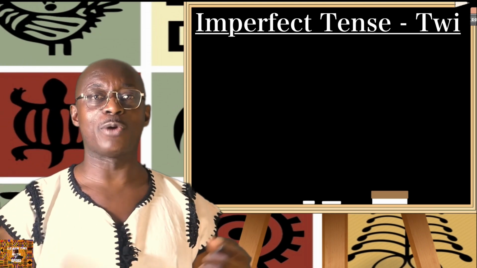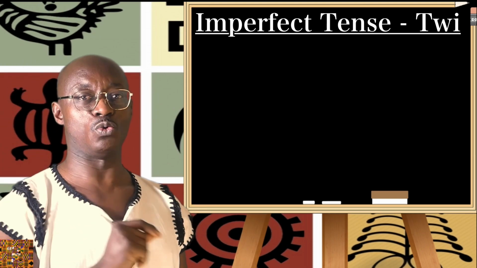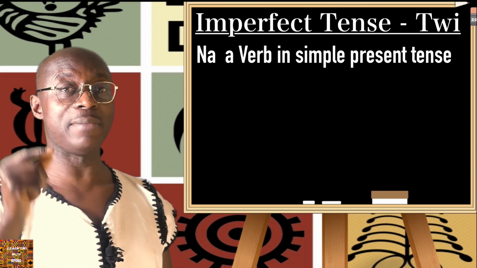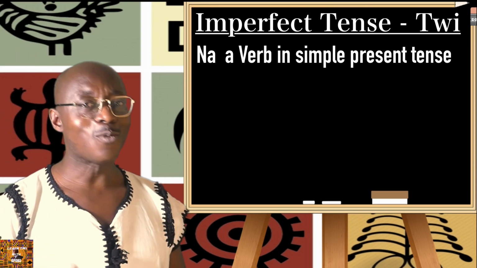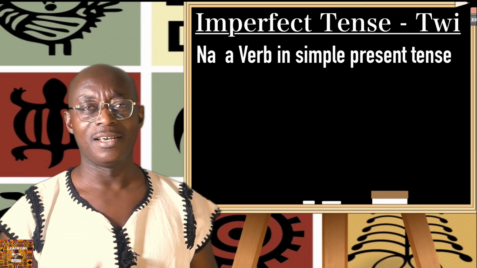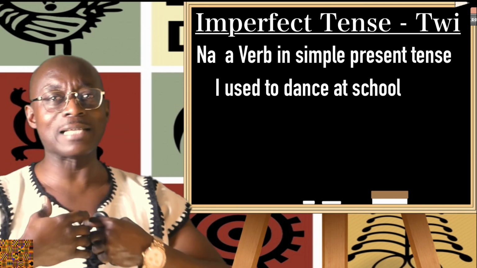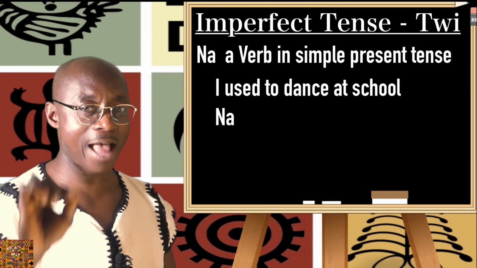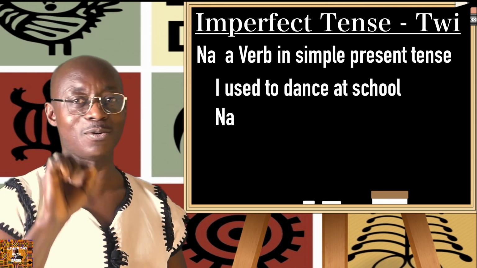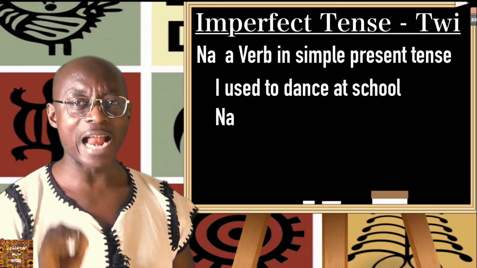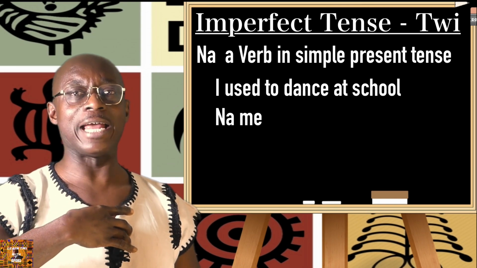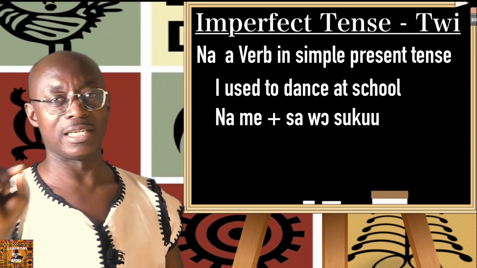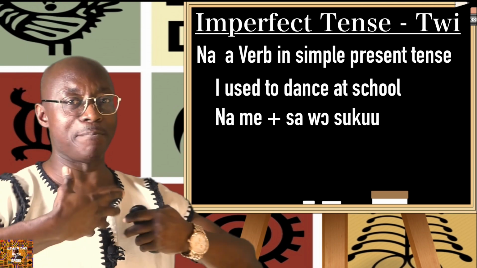In Twi, we construct imperfect tense in the form used to by writing na, followed by a verb in simple present tense. What do I mean by that? For instance, if I want to say, I used to dance at school, I would say na. You see, we have to precede your statement with what? Na. Na, me, that is I. Then I'll write sa wosuku. Na me sa wosuku.